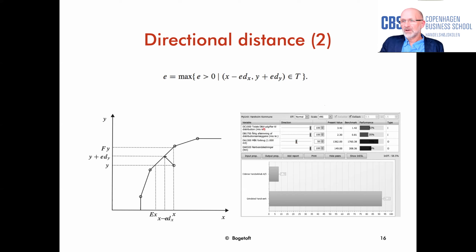So here we have input 1, input 2, output 1, output 2. And what I'm saying is I would like to reduce my two inputs. I would also like to expand the second output, and the first output I would like to expand as well, but it's less important to expand that than the other one here. So that's basically what I'm doing. And the way I set this basically determines these directions, dx and dy.